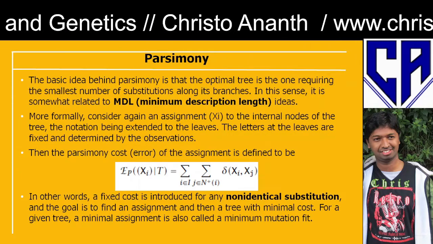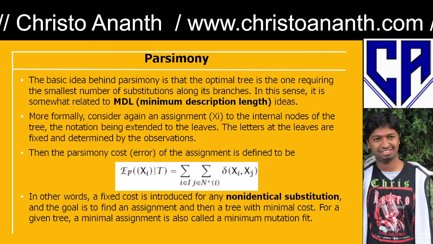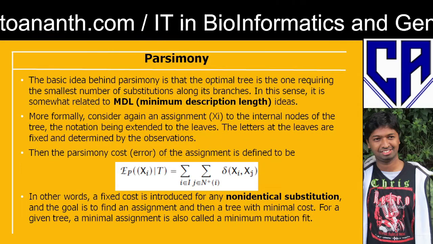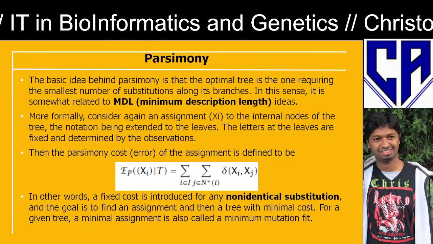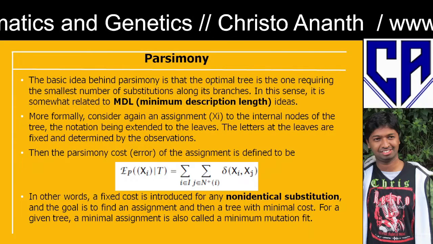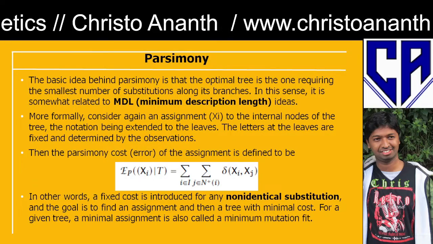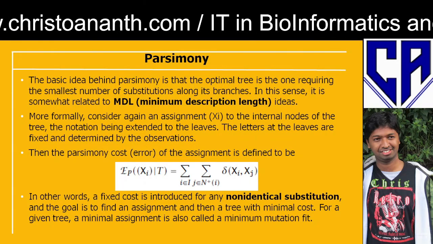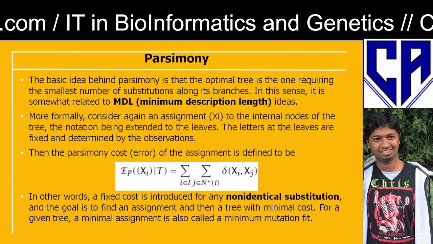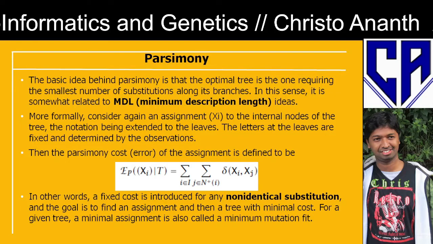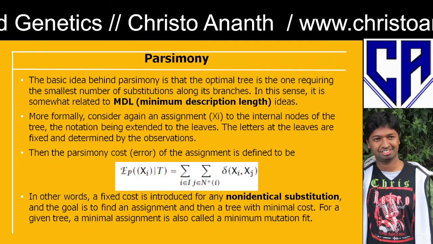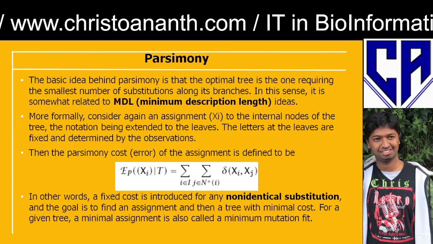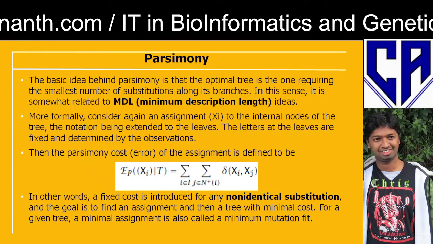So we'll have E of xi given t equal to a double summation, one over i and another over j, where i belongs to I and j belongs to n plus I, of del of xi comma xj. This error, the parsimony cost or parsimony error, is given as a non-identical substitution. In the earlier methods we had identical substitution, where for x we substituted y, but this one is a non-identical substitution. Generally we have to compute the tree with a minimal cost. So we find the distance to be less and the cost is also less. This minimal assignment is given as the minimal mutation fit.